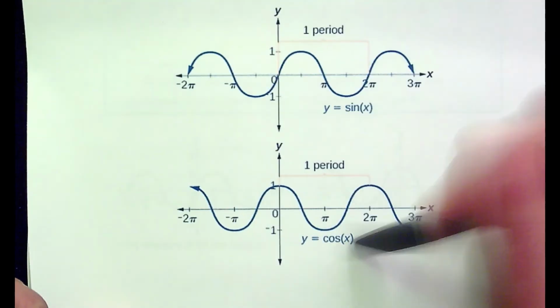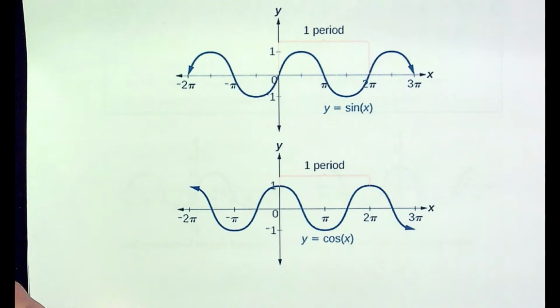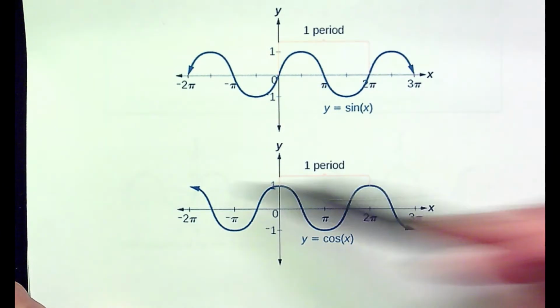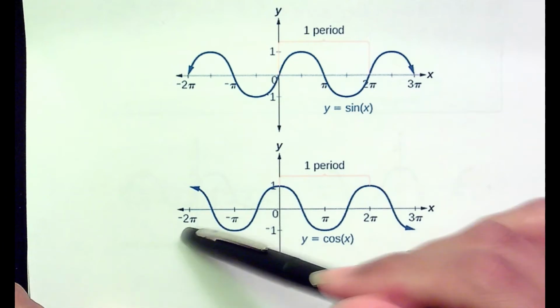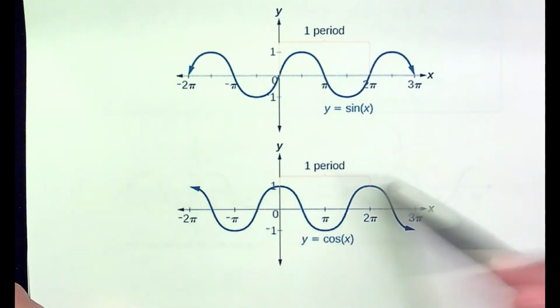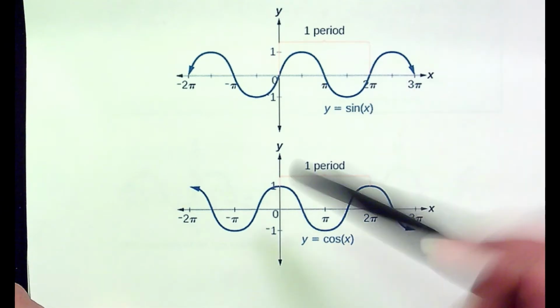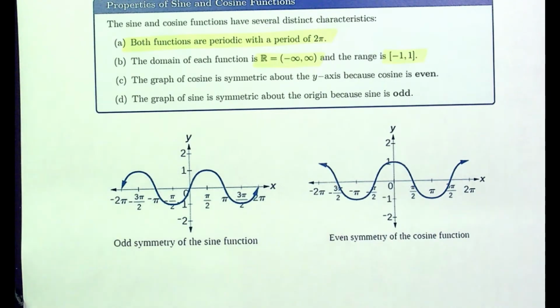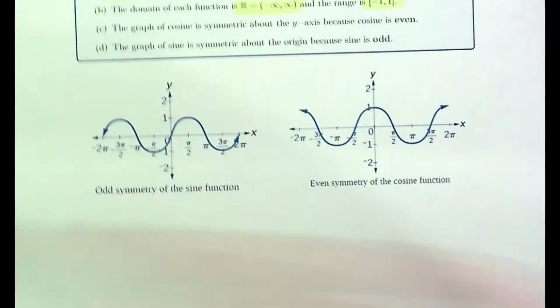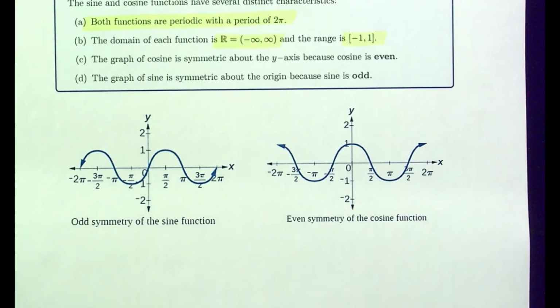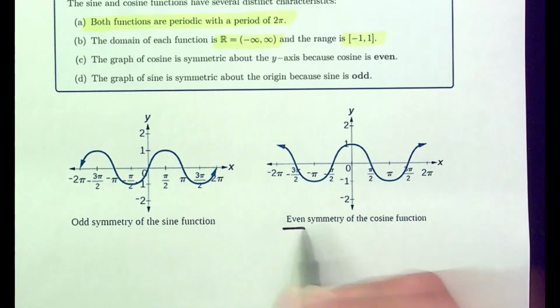All right? And the same is true for the graph of cosine. The entire graph of cosine is completely contained between 1 and -1. That's the range. The graph goes between, or oscillates between -1 and 1. The graph of cosine is symmetric about the y-axis. So here's the graph of cosine. It is symmetric about the y-axis, and remember that that's because the function is even.